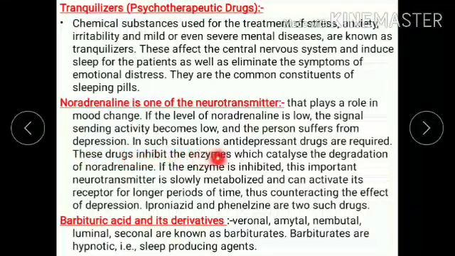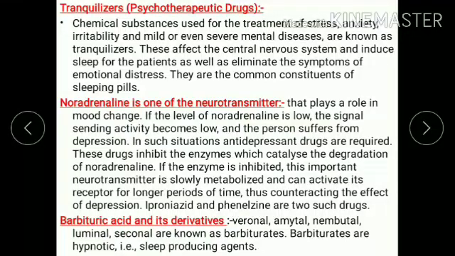These drugs inhibit the enzyme which catalyzes the degradation of noradrenaline. If the enzyme is inhibited, this important neurotransmitter is slowly metabolized and can activate its receptor for a longer period of time, thus countering the effect of depression. Iproniazid and phenelzine are two examples of these antidepressant medicines.